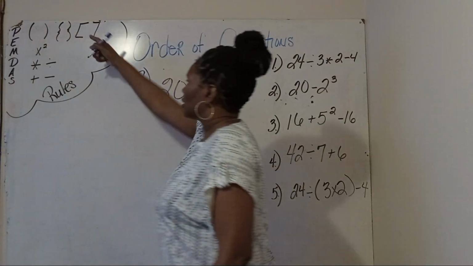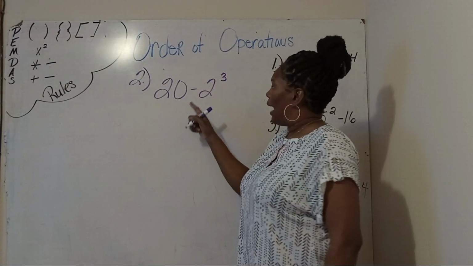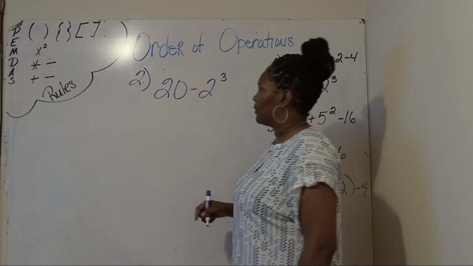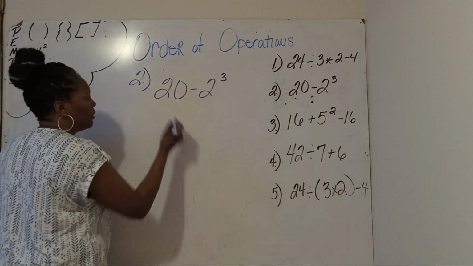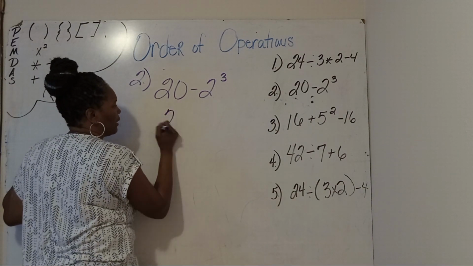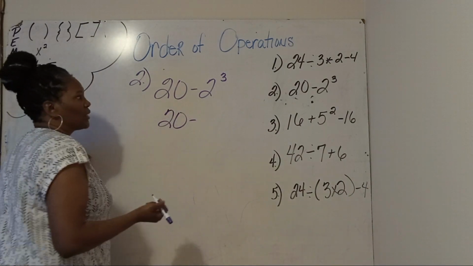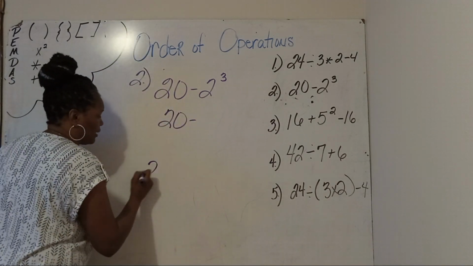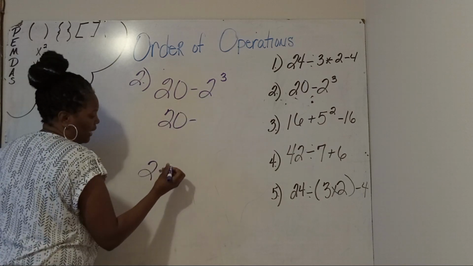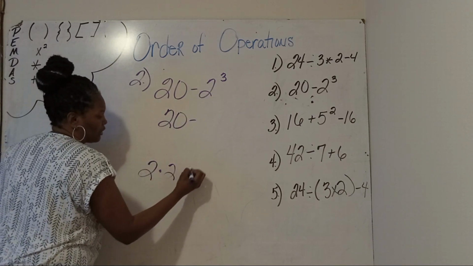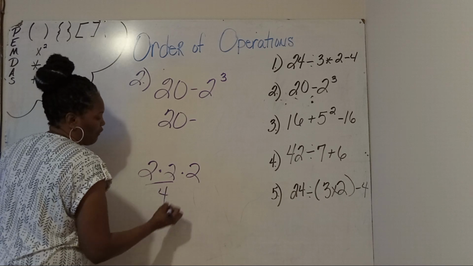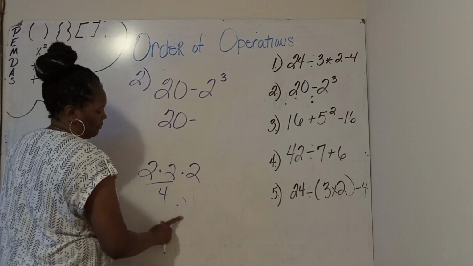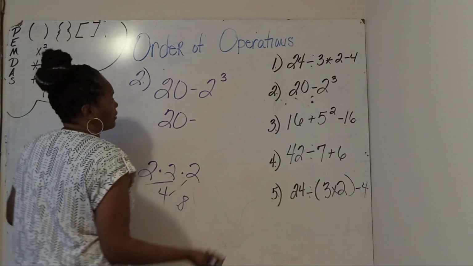All right, according to order of operations, I cannot do subtraction before I do exponents. So what I'm going to do, I'm just going to bring this down. 20 minus, what's 2 times 2 times 2? If you need to think about it, you need to calculate it, because this doesn't mean 2 times 3. It means 2 times 2 times 2. 2 times 2 is 4. 4 times 2 is 8.